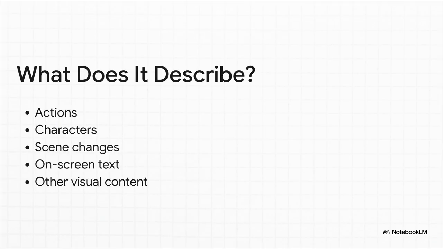So what kind of stuff are we talking about? Well, it could be anything from a character's actions to their appearance, a sudden change of scenery, or even text that pops up on screen, like a name or a location. Basically, any visual element that you absolutely need to understand what's going on.